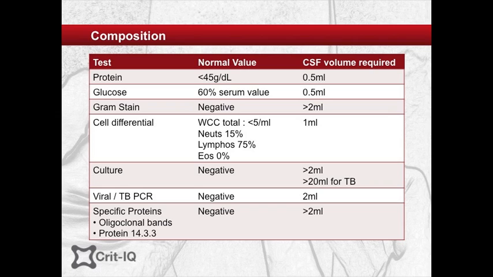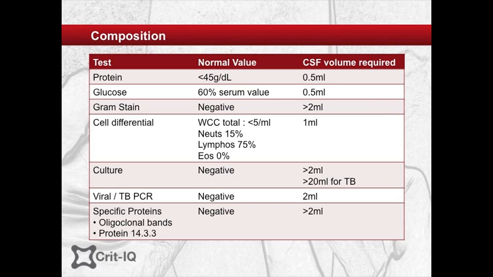Protein. High levels of protein are the result of endothelial leak into the CSF and reduced clearance by the arachnoid villi. Causes of a raised protein include bacterial infection, inflammation, subarachnoid hemorrhage, Guillain-Barré, multiple sclerosis, and an obstructed flow state.